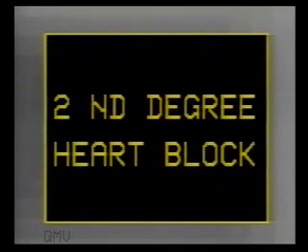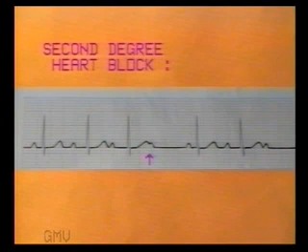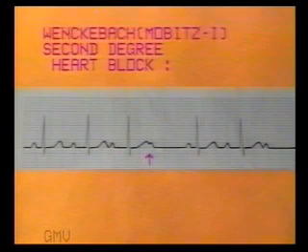Second degree heart block. Between first degree heart block, where the AV conduction is merely delayed, to third degree heart block, where there is no conduction at all through the AV node, we have second degree heart block or second degree AV block, where only intermittently a few beats are not conducted across the AV node. On ECG, as we will see in the next 3 examples, some of the P waves will not be followed by QRS complexes. Now let us see different types of second degree heart block.